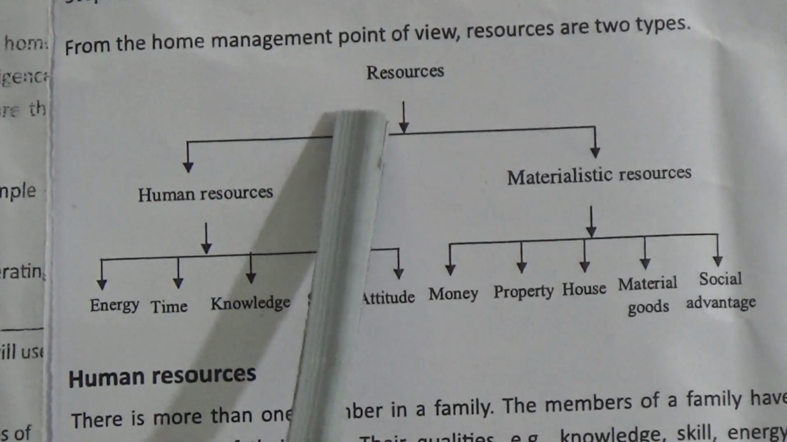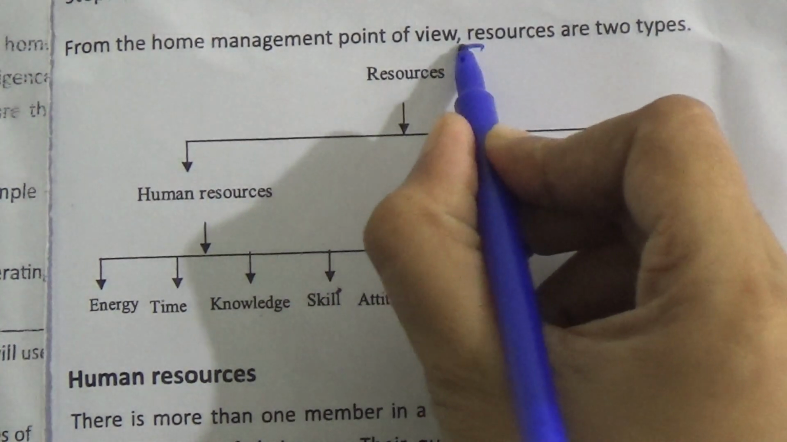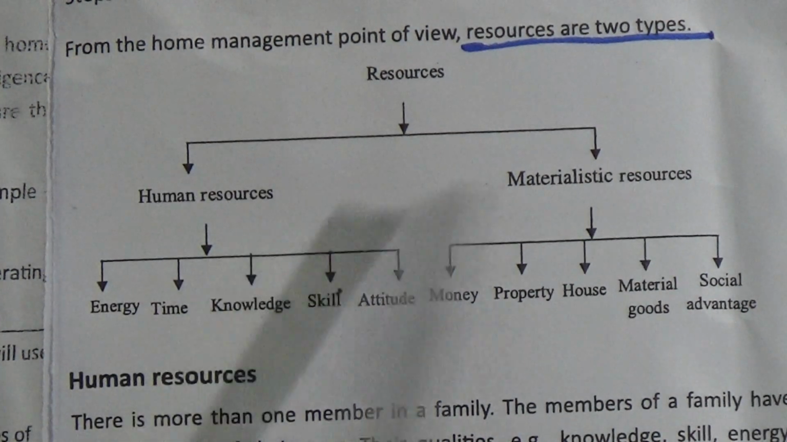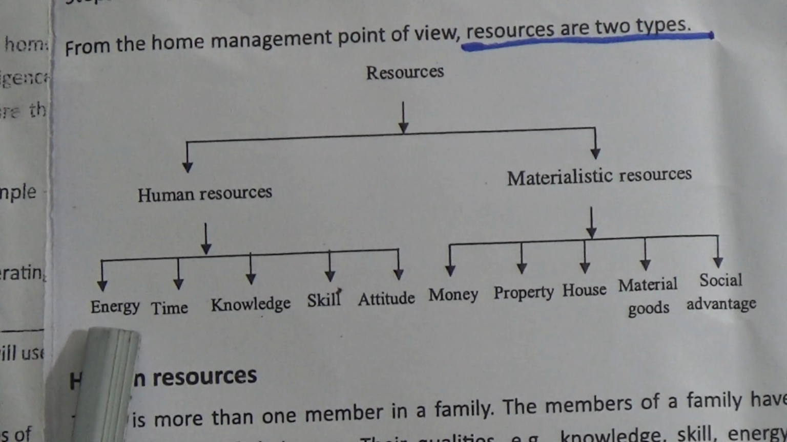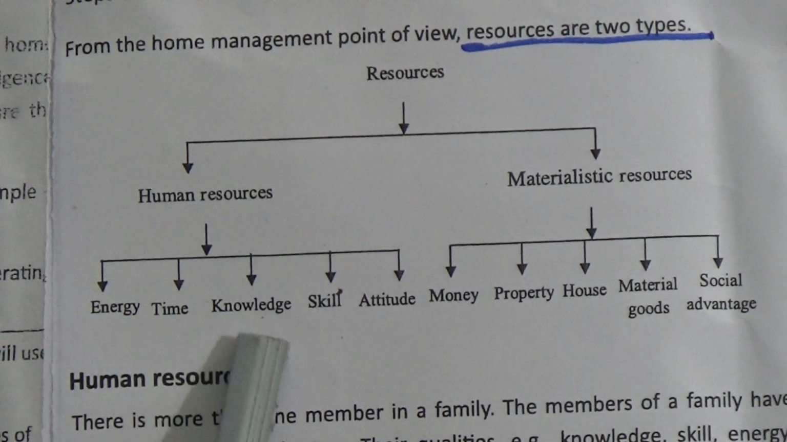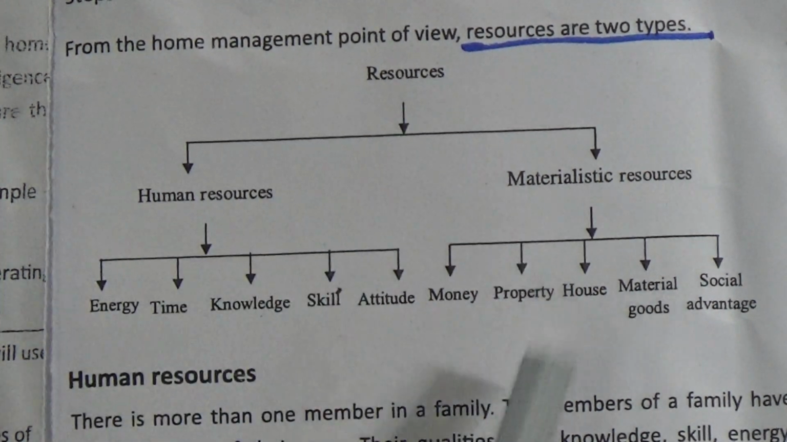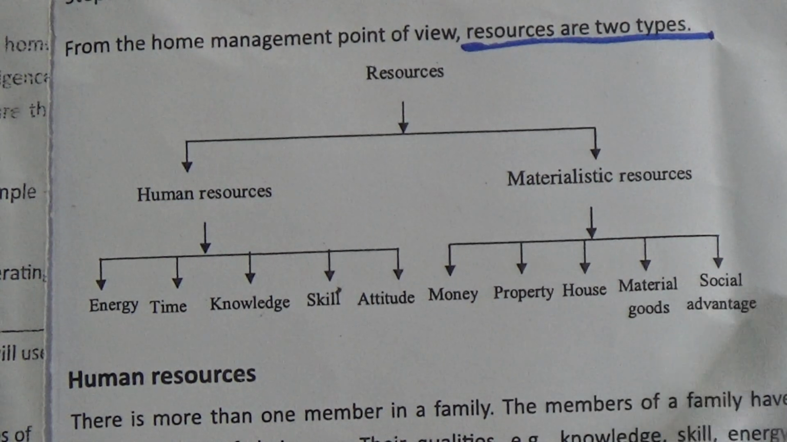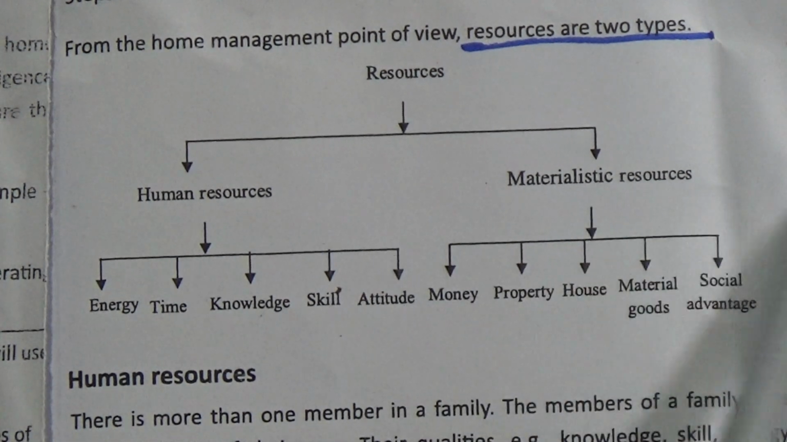Okay, from the home management point of view, resources are of two types. How many types of resources? Two types. One is human resources and the other is material resources. Energy, time, knowledge, skill, attitude, these are examples of human resources. And money, property, house, material goods, social advantage, these are examples of material resources.